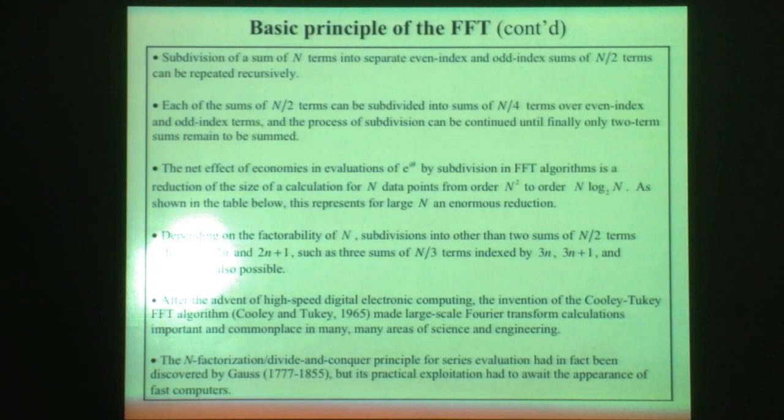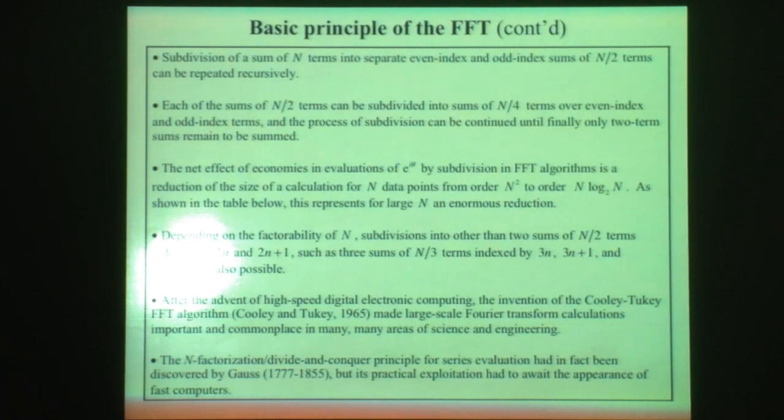All right, so here in words is the principle. We subdivide the sum of n terms into separate even and odd order terms, then each of those sums can be divided into further subdivision. The net effect of the economies in the evaluations of these exponential functions is a reduction in the size of the calculation if we have n data points.